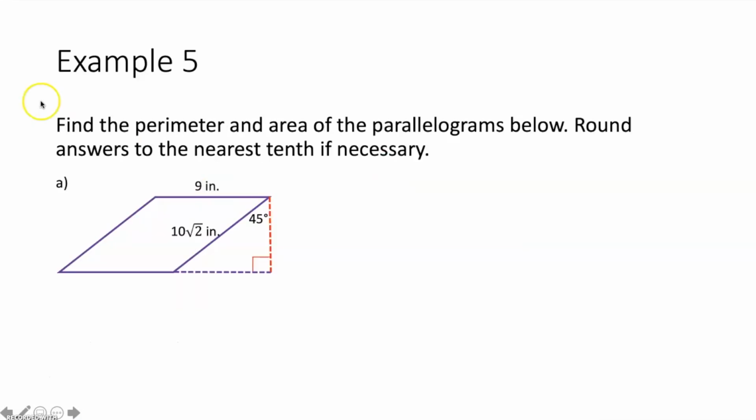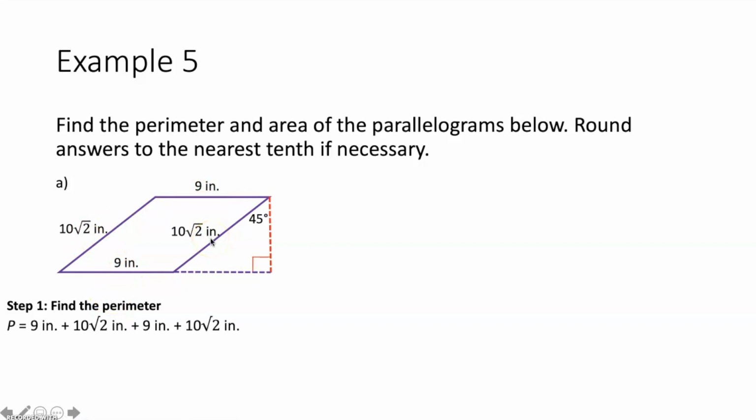Now example 5 says find the perimeter and area of the parallelograms below. Round answer to the nearest tenth if necessary. So the first thing we want to do is find the perimeter. And in order to find the perimeter, all you have to do is just add up all of the side lengths. Because this is a parallelogram, we know that both pairs of opposite sides have to be congruent. So if this side length right here is 10 rad 2 inches, that means the side length opposite that is also 10 rad 2 inches. If this side length is 9 inches, that means the side length opposite that is also 9 inches. So in order to find the perimeter, all I have to do is just add up all of those 4 side lengths, and that should give me the perimeter.